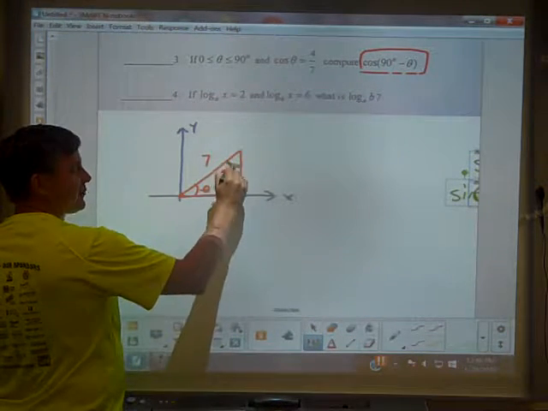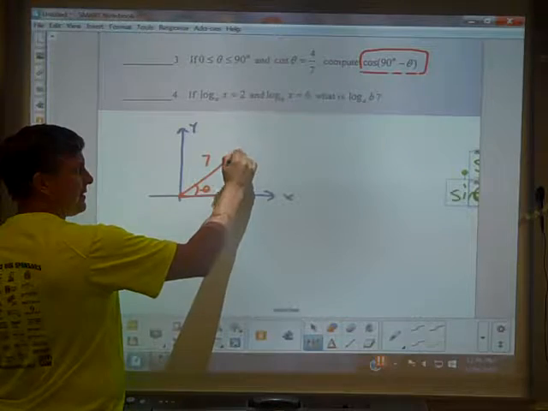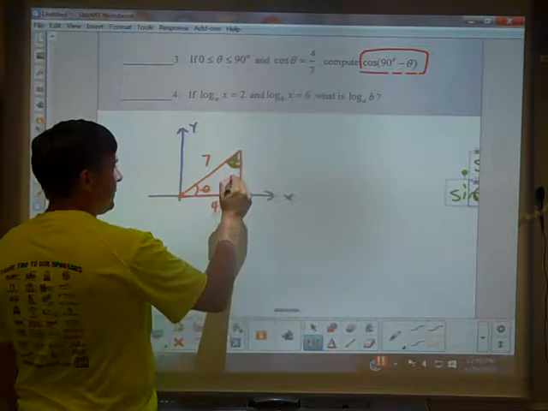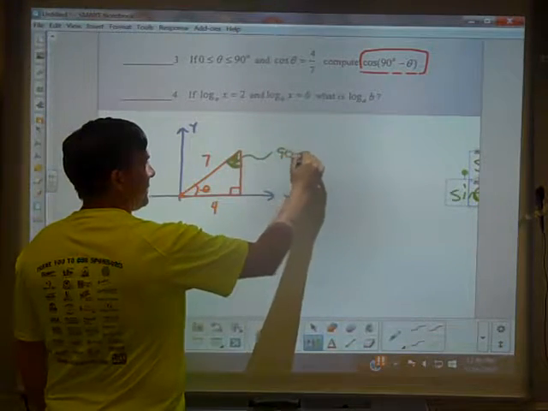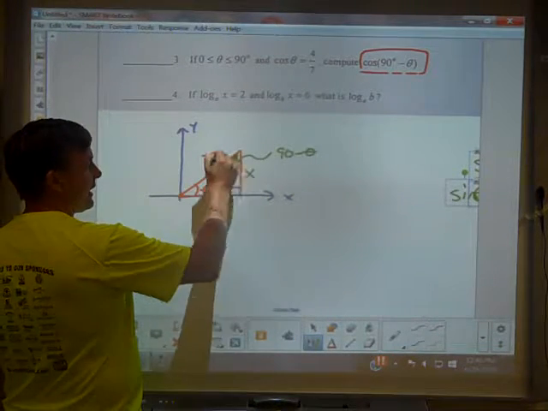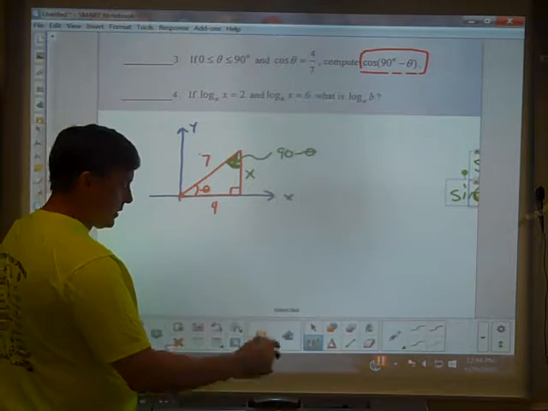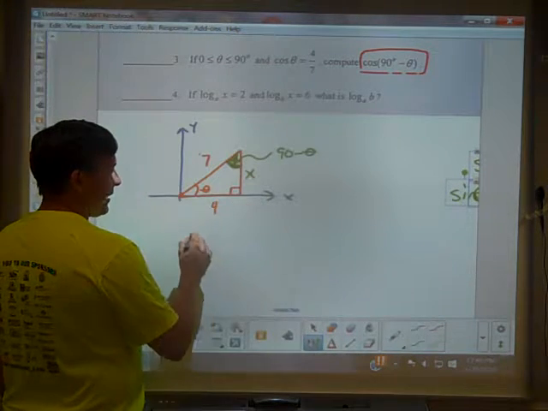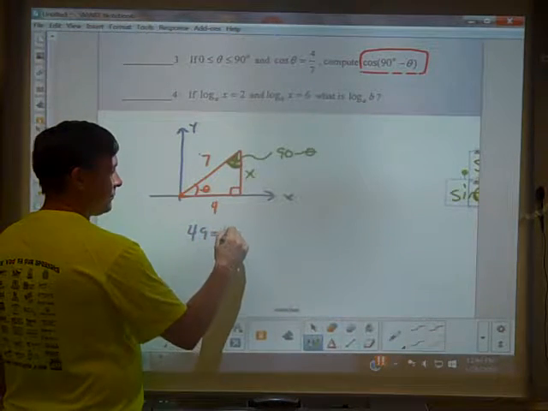So this green angle right here is 90 minus theta. So it's asking for the cosine of this angle, which is going to be x over 7. Well, big problem here is we don't know x, but hopefully you remember the Pythagorean theorem.